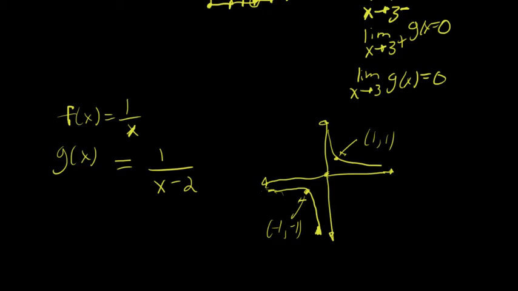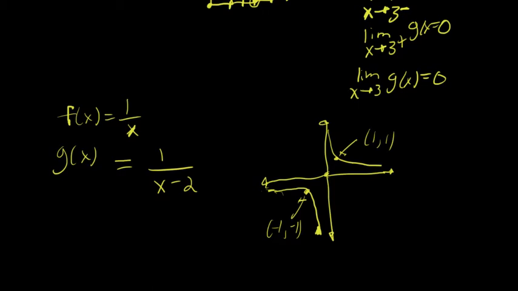But that's 1 over x. So what do you think g of x equals 1 over x minus 2 is going to look like? Well, remember here that whatever is happening to f of x equals 1 over x is going to happen to 1 over x minus 2, 2 units later.